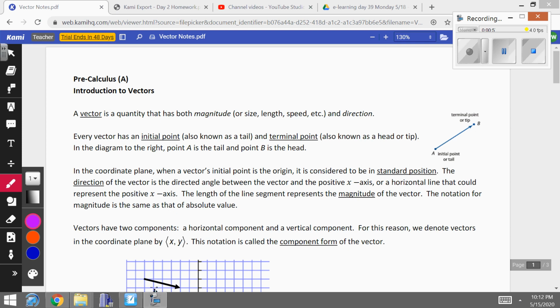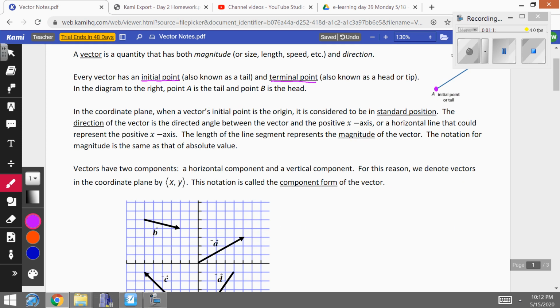So a couple of the definitions that I want you to know. Every vector has an initial point. Again, that's where it's starting. And then the terminal point, that's where it ends. In the coordinate plane, if we're thinking about the initial point at the origin, that's what we consider our standard position. A lot like what our standard position is when we think of a lot of our trig angles, and you'll see a lot of that's kind of similar because the direction of the vector is actually our angle.